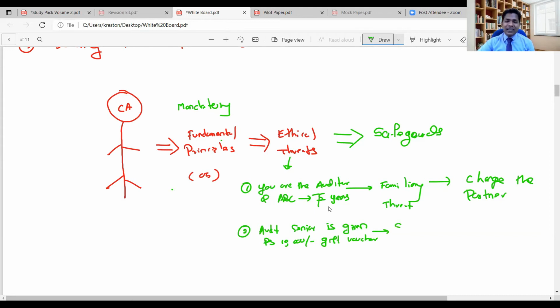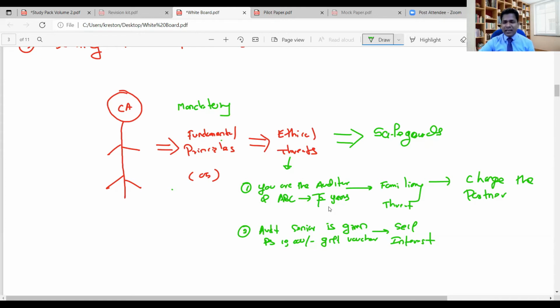What is the threat arising here? Definitely, it is self-interest. Why is self-interest arising? Because when you are given a 10,000 gift voucher, of course, you are getting a relationship, some positive sign. So a self-interest threat is arising. When it arises, what is the safeguard available? CA Sri Lanka is not telling you not to take the gift voucher, but you have to apply the safeguard and try to minimize the impact to your fundamental principles. In certain cases there are no safeguards available, but in certain cases safeguards are available.